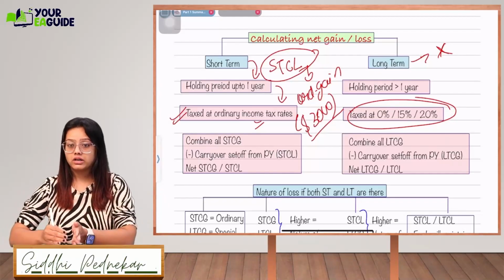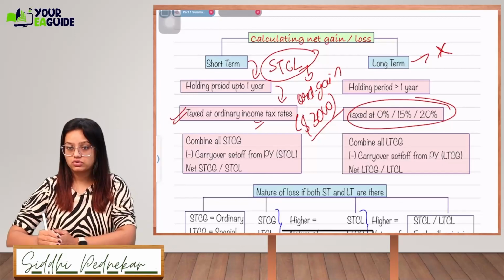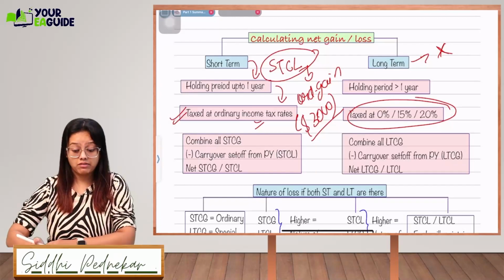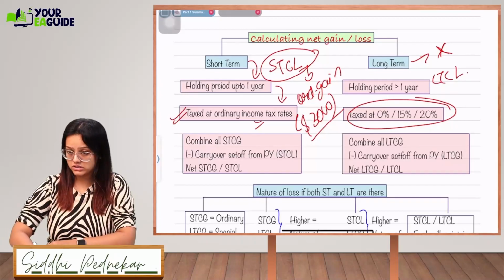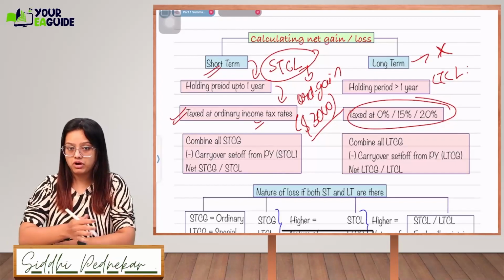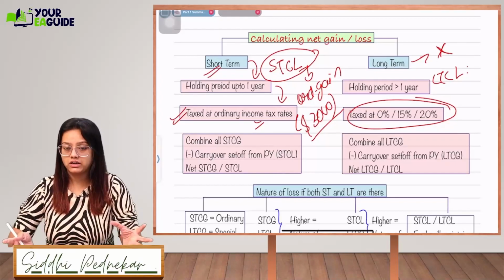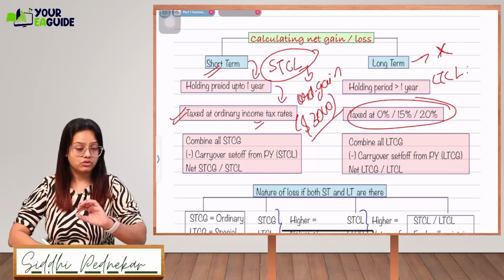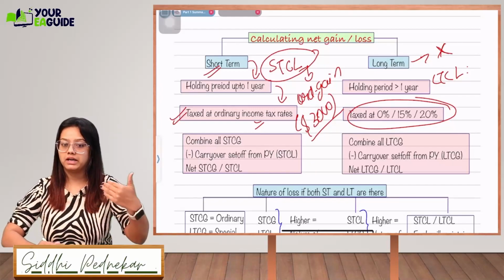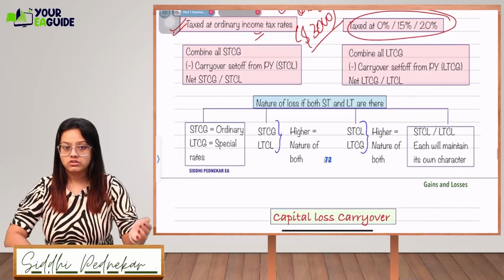Okay, long-term capital gain, whatever you are going to have, that is chargeable to tax rate 0, 15, 20. But if you have a long-term capital loss, right, you have to check, do you have a short-term capital gain? So the gain and loss can be offset internally. But if you do not have a short-term capital gain, you need to carry forward this long-term capital loss to future years.